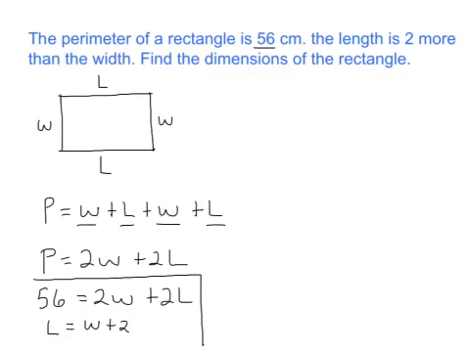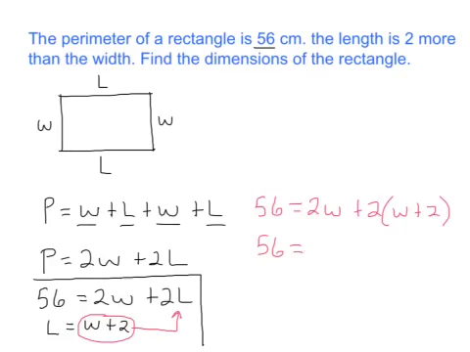Now in this case, since they have already solved for L, I'm just going to take what they solved for L and substitute it in. So I'm going to solve this system of equations by what? Substitution. And so I've got 56 equals 2W plus 2 times what the length is, and the length is W plus 2. And so I've got 56 equals 2W, and then I'm going to distribute this 2, so I have plus 2W plus what? 4. Y'all got to pay attention.